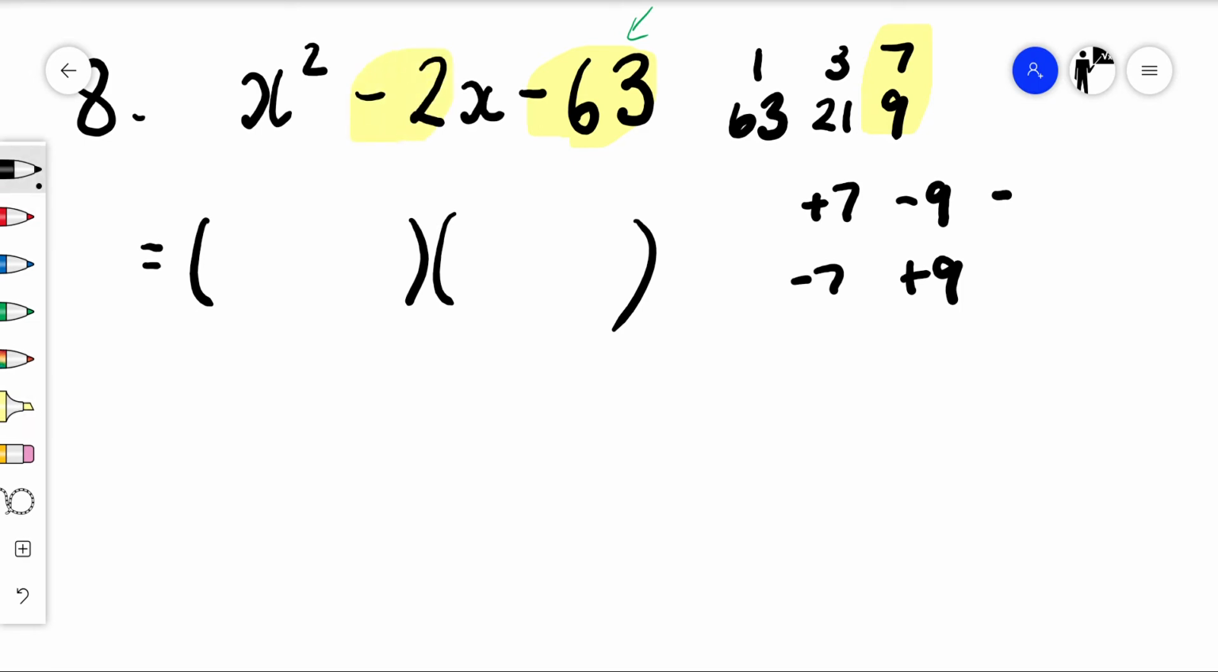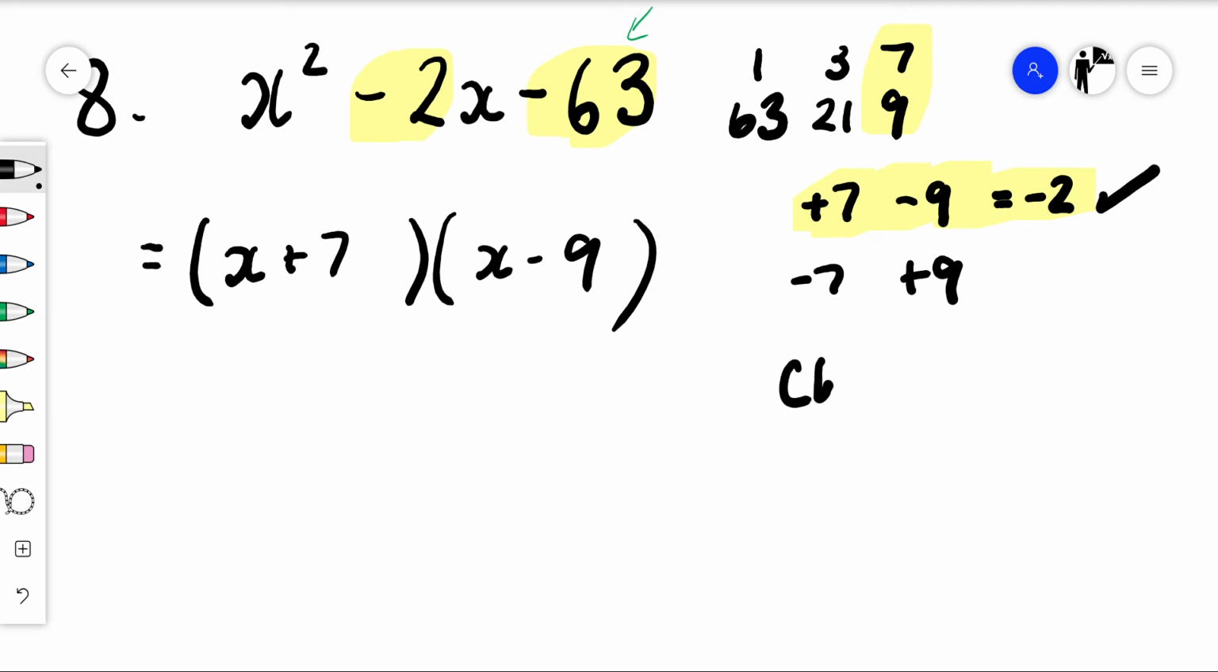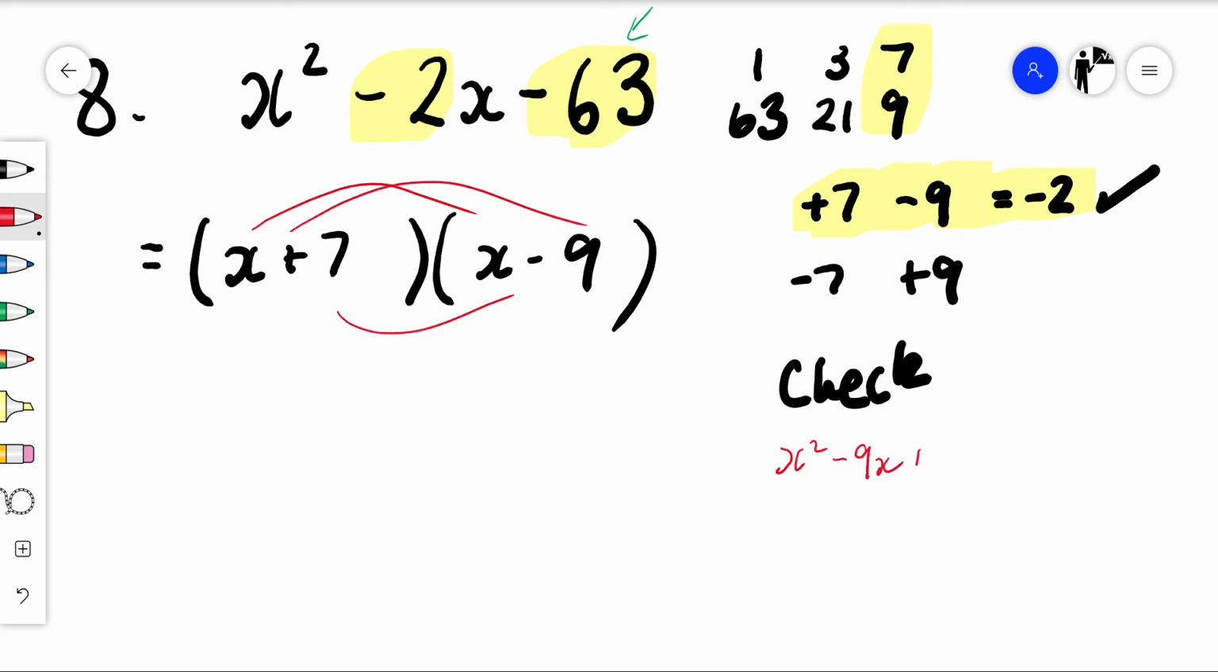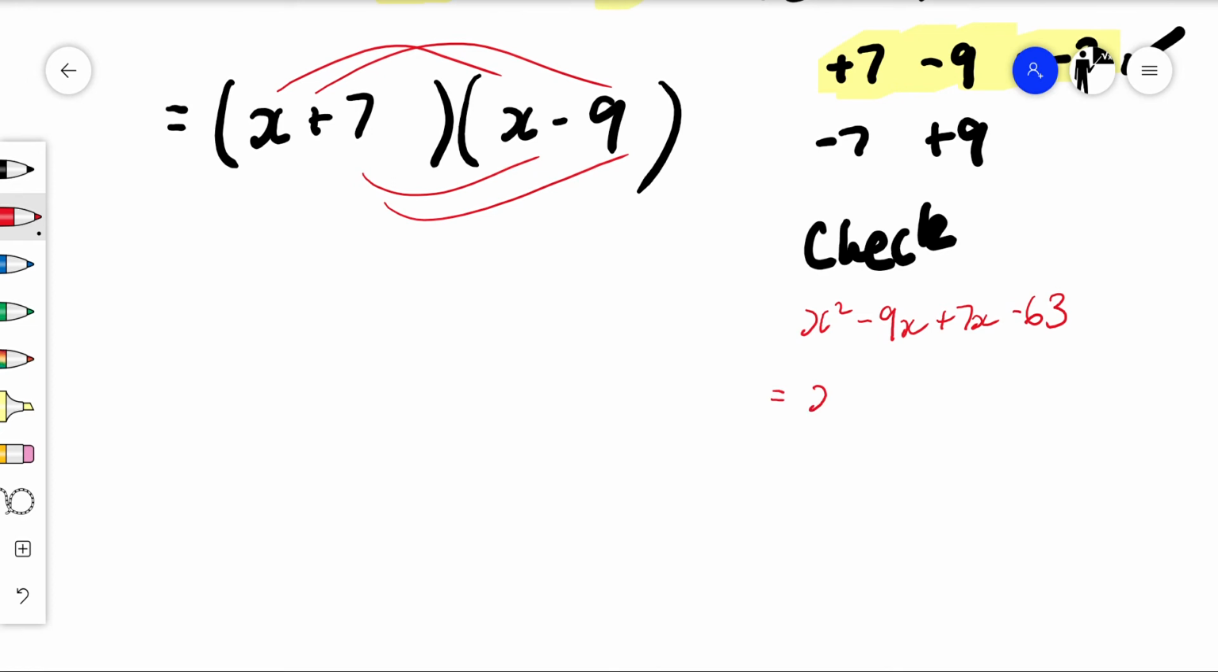Plus 7 minus 9 is minus 2. So that's the option there that we're going to use. So my brackets are going to become x plus 7, x minus 9. Remember, if we do our check, that will confirm if we're correct. That's going to become x squared minus 9x plus 7x minus 63, and that's going to become x squared minus 2x minus 63.